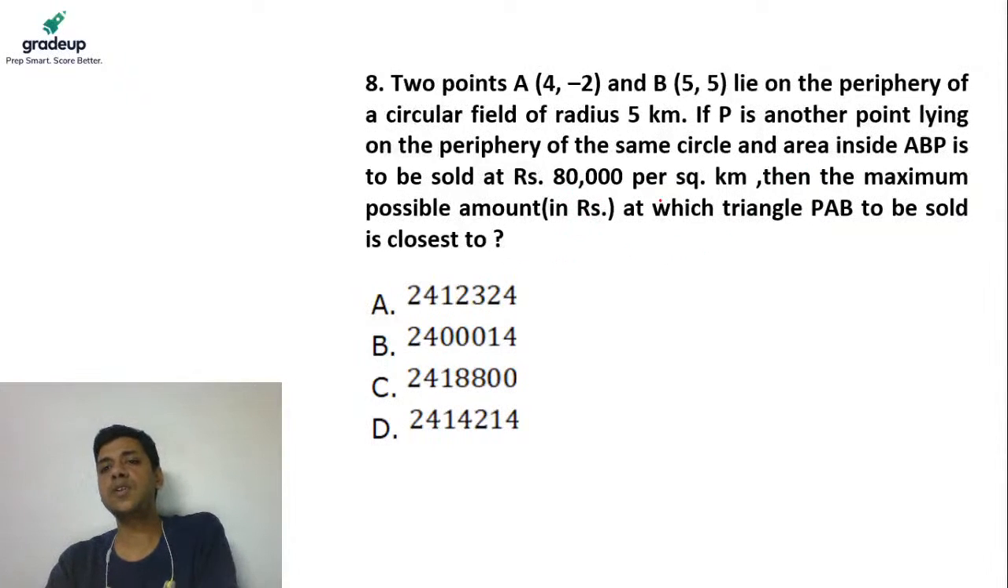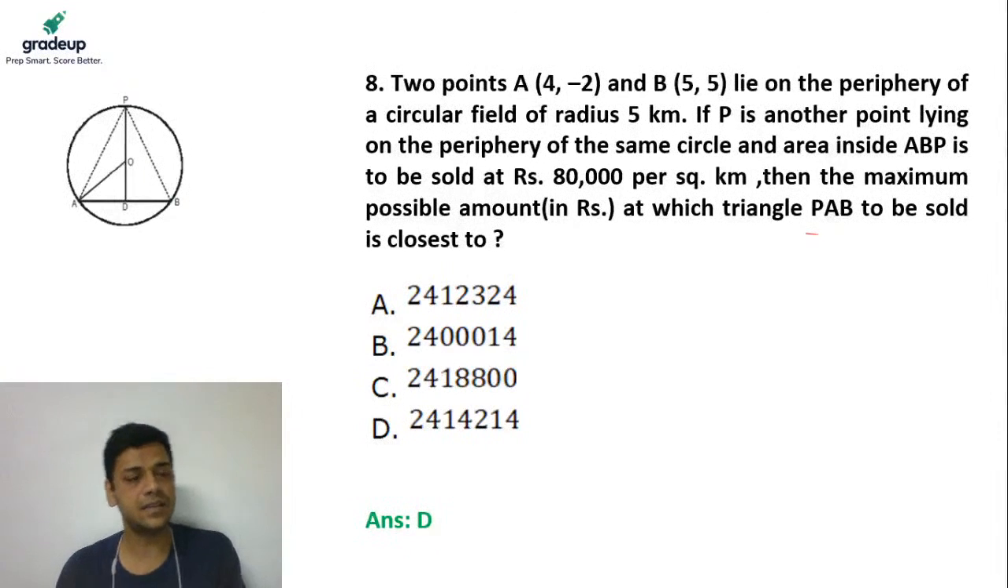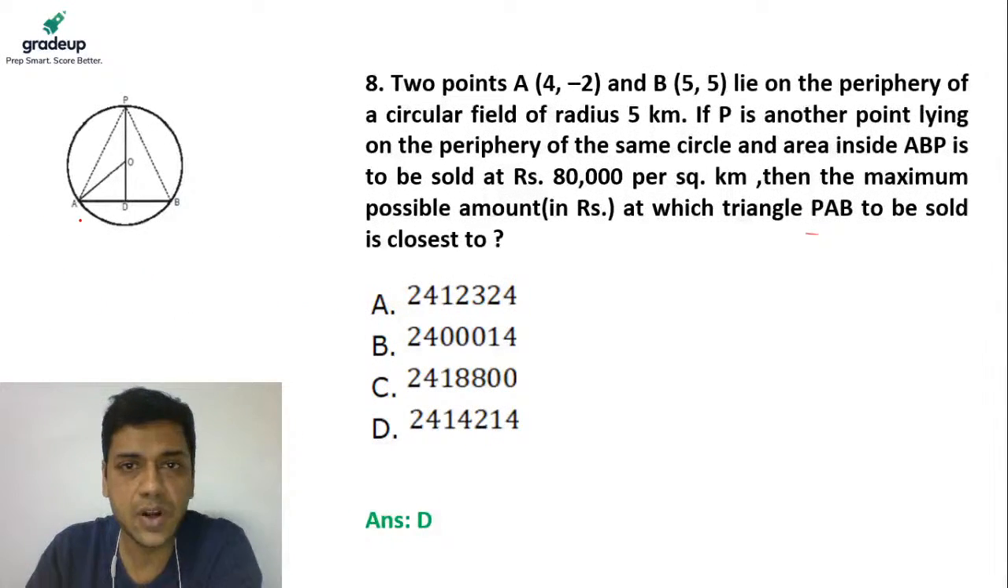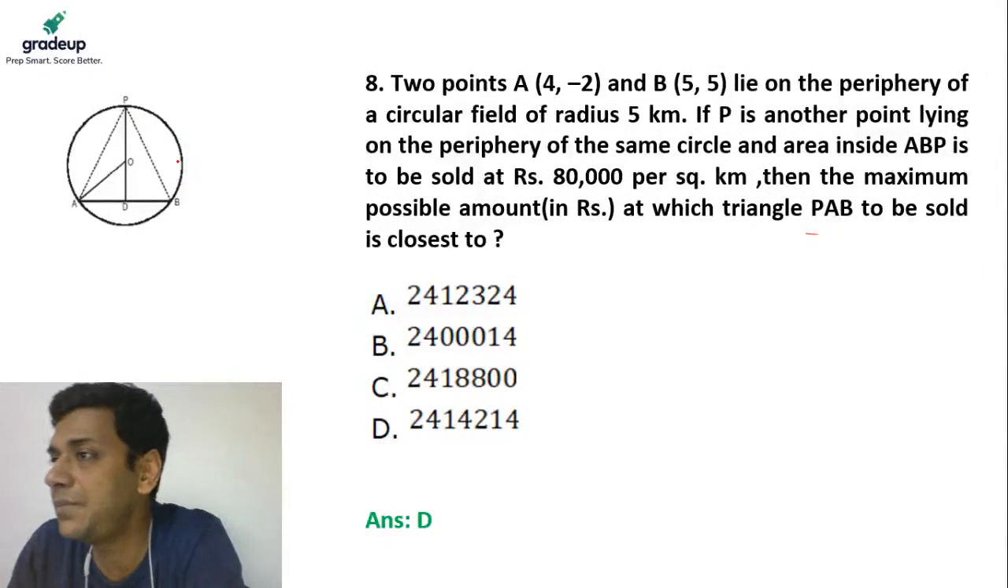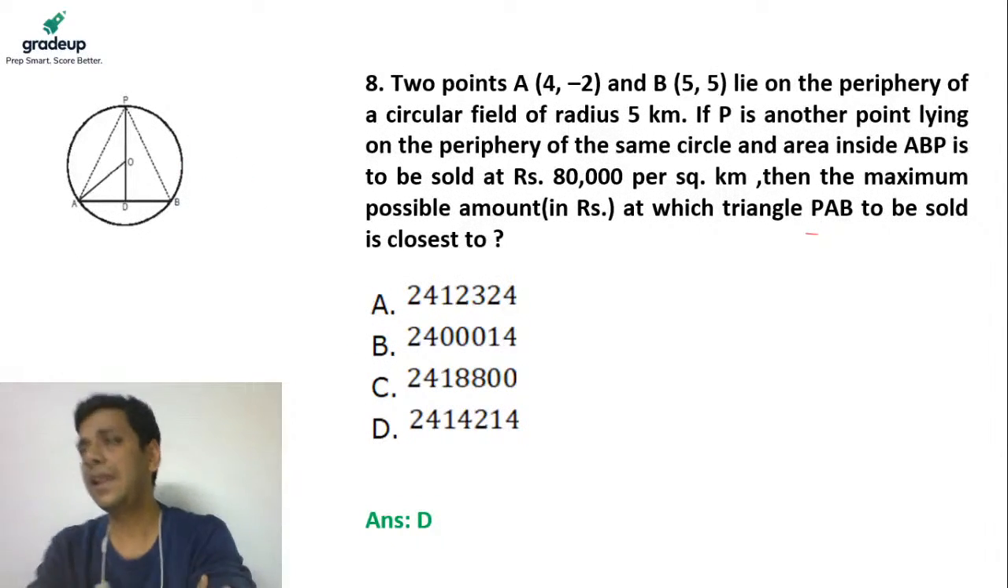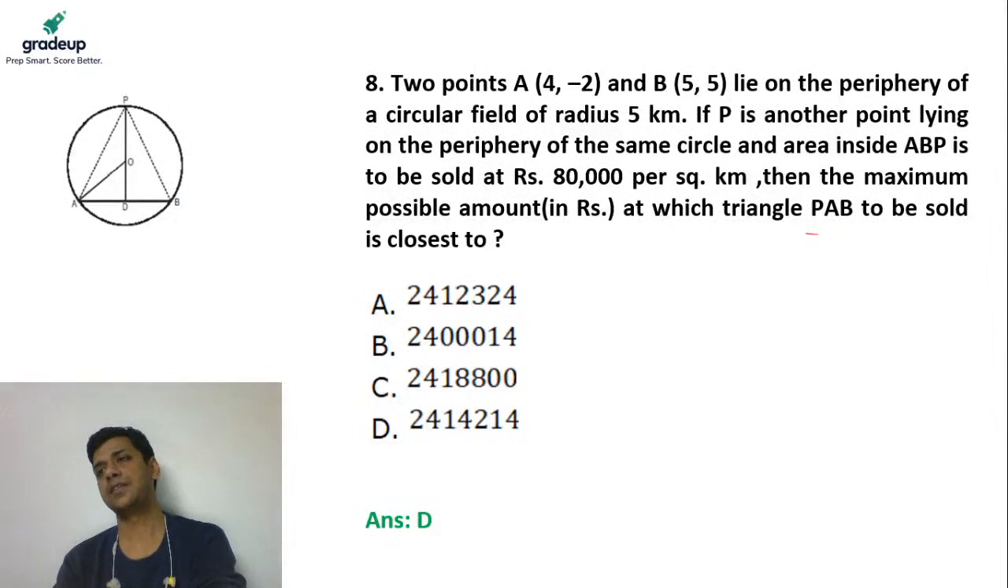Maximum possible amount at which the triangle PAB can be sold is closest to... Okay, my answer is D. How to do it? This is the figure we will get. I have point A, point B, and point P, which I don't know, but we have to find the maximum possible area of APB.